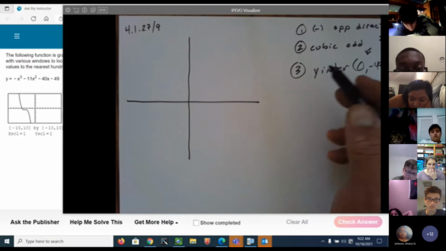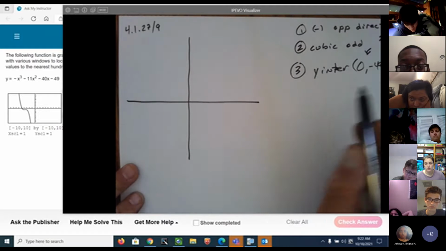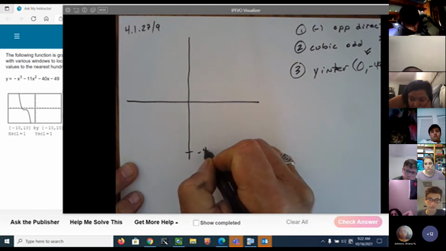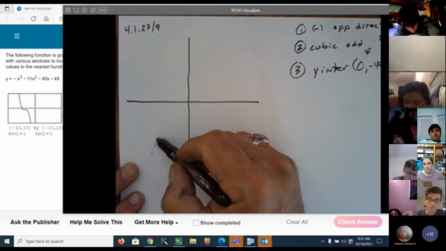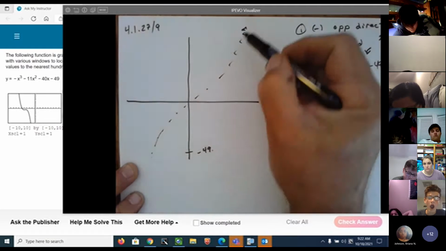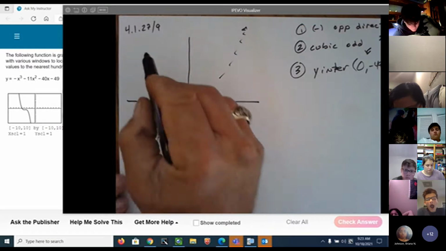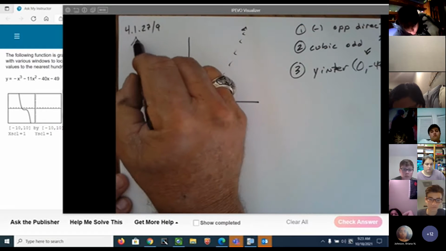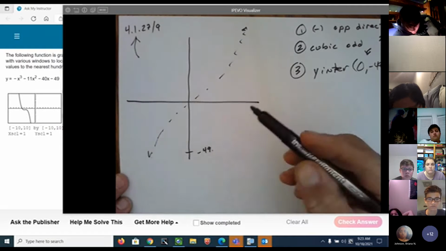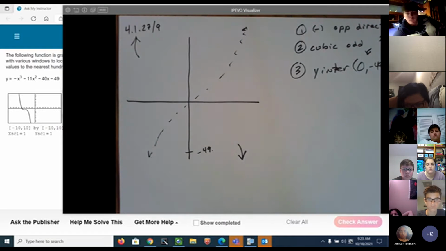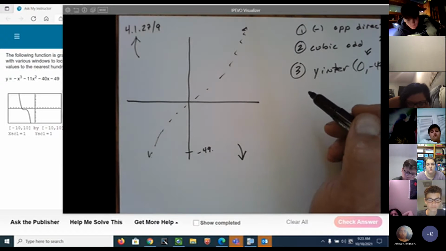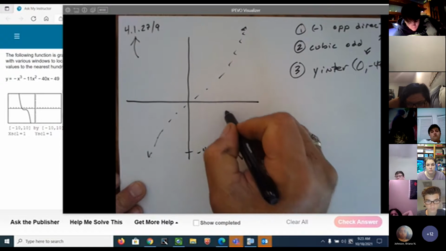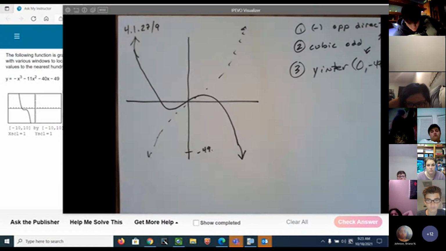Okay, so this right here tells us we've got a -49. The parent graph for a cubic function is like this. So we know it's going in the opposite direction, which means this. And we know it's a cubic function. It's got x squared in there too, so it's probably going to have more of a saddle than you think. So it's probably going to look something like that.